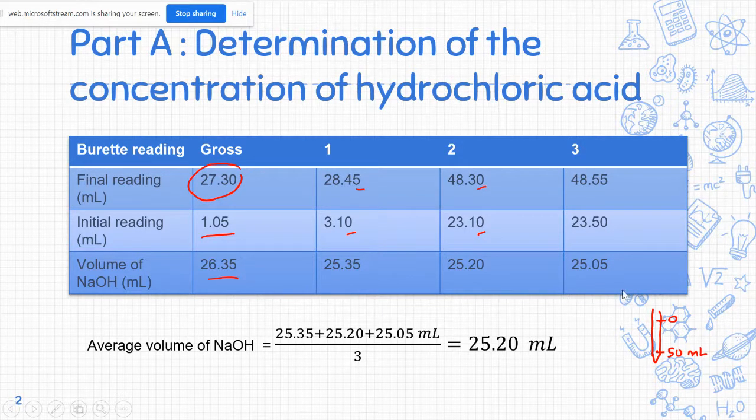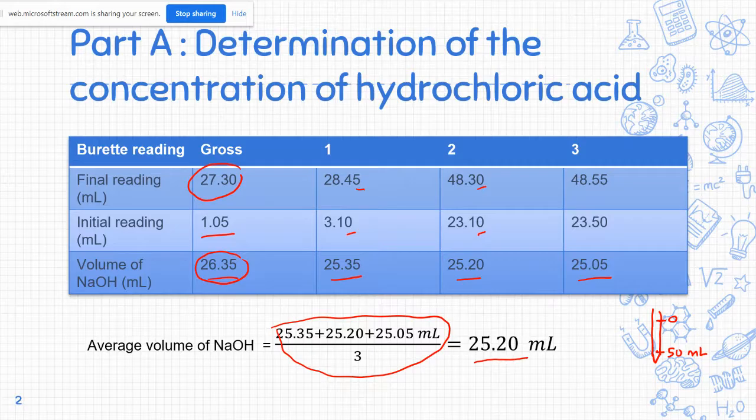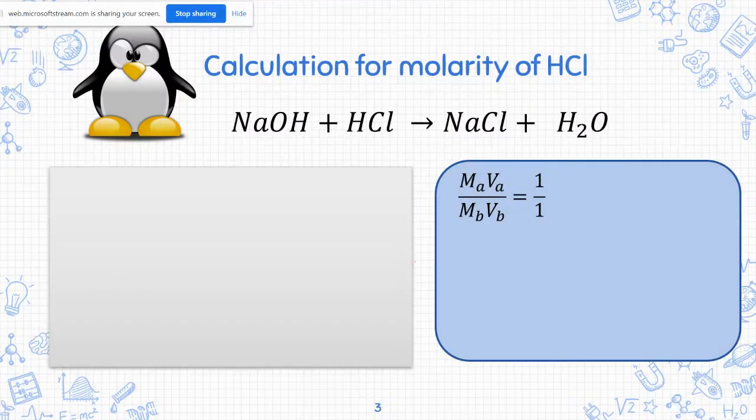Now, first, from this experiment, we have the gross reading. Remember, gross is not counted. We only consider set 1, set 2, and set 3, and you must show this calculation. If not, you will be short of 1 mark. And then, show the average volume of NaOH and the unit must be there, that is in milliliter or centimeter cube. Right.